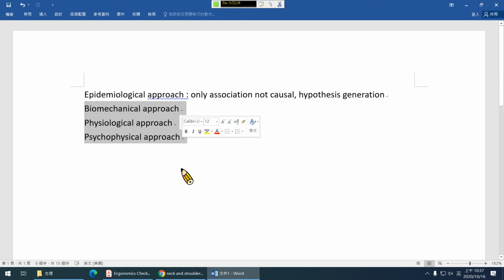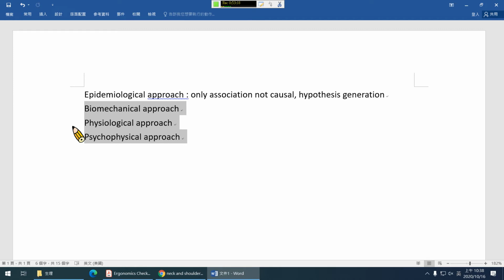Okay? There are three other approaches, also very important. Biomechanical approach: we analyze how big the force is while you are doing this job. That's another type of evidence. Physiological approach: we analyze how much energy is expended, causing you to feel tired, fatigue. That's another type of evidence. And then psychophysical approach: we ask the subjects about their subjective feelings.